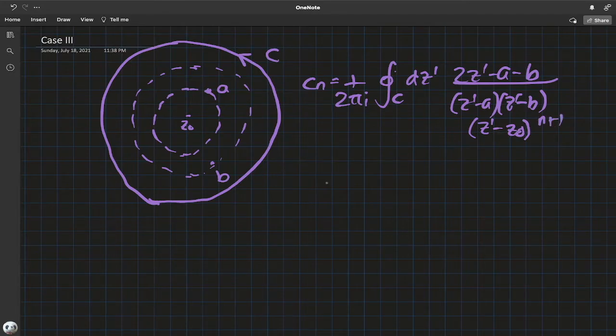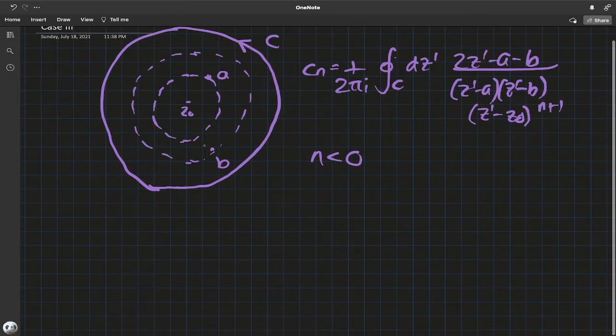Okay, let's do it for negative n. Well, notice that for negative n, z naught won't create a problem, but a and b will, because now you're including them, unlike case 1 where we excluded all of them. So what we can do is deform the contour again. I'm not drawing the entire deformation diagram, I'm just drawing the small sub contours that we get around these singularity points.